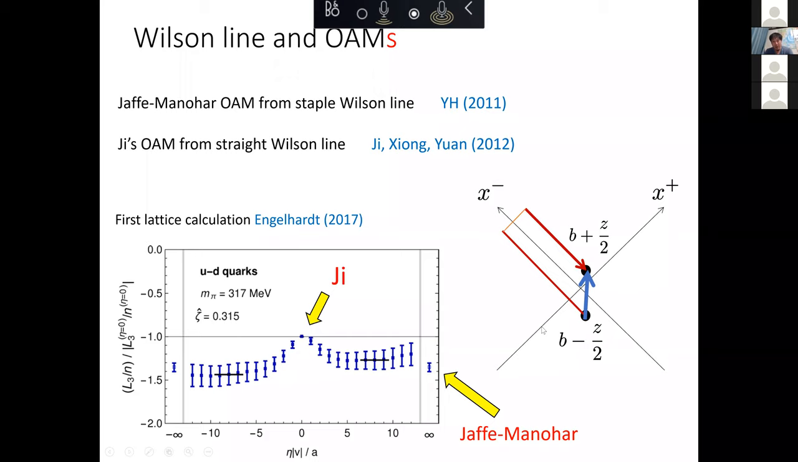Let me finish. It doesn't matter except when you go along the light cone and come back. Only in this case you get the Jaffe-Manohar OAM. Or you can go to the past infinity. You can go to the future infinity or past infinity, it doesn't matter. You get the same OAM. That can be shown. But if you go along the light cone, you get Jaffe-Manohar, and if any other path, you get Ji's.